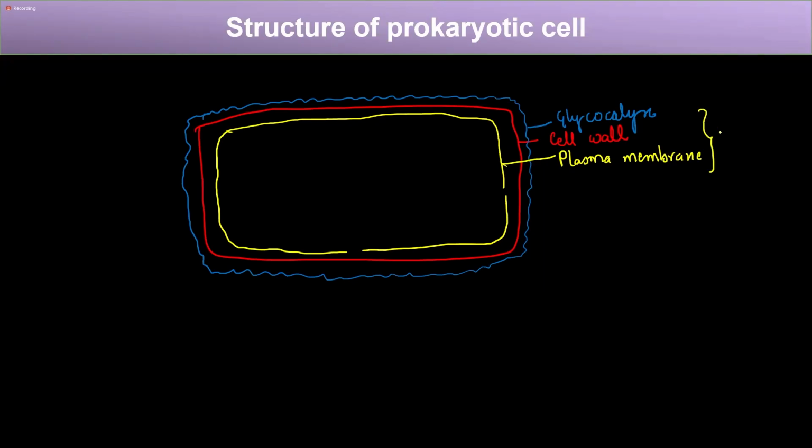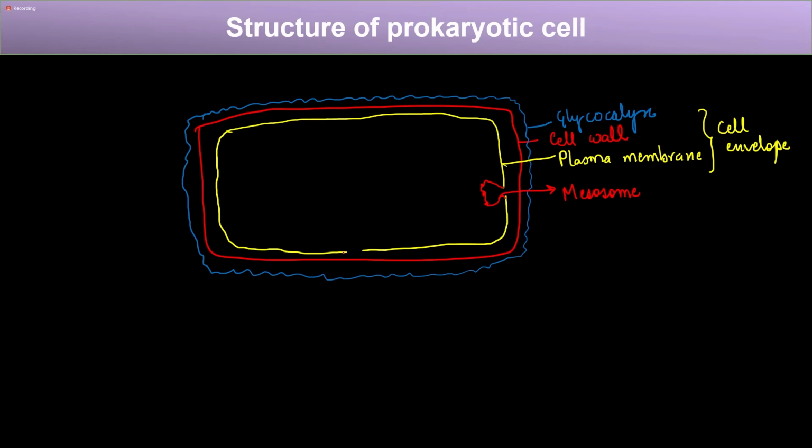And these three boundaries together are known as cell envelope. So the cell envelope or the boundary of a bacterial cell or a prokaryotic cell is made up of three layers: glycocalyx, cell wall, and plasma membrane. Now, in this plasma membrane, there are certain enfoldings. For example, there is one enfolding on which generally the enzymes are placed. And this enfolding is known as mesosome.